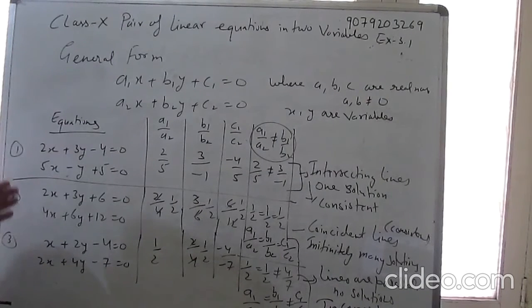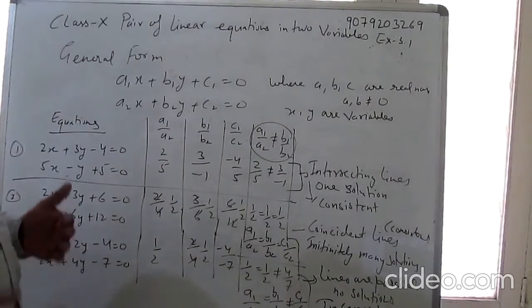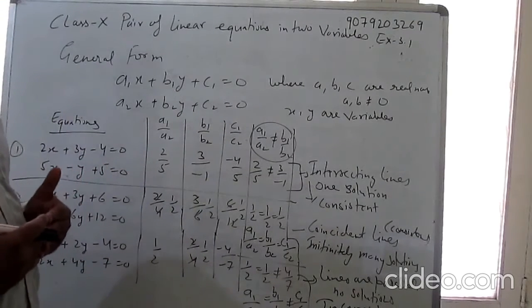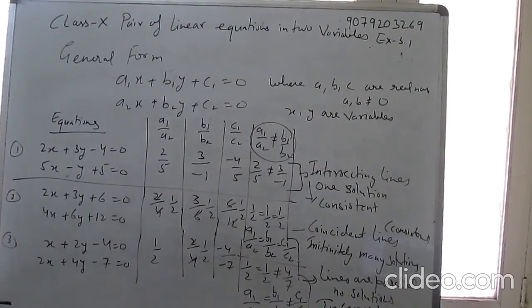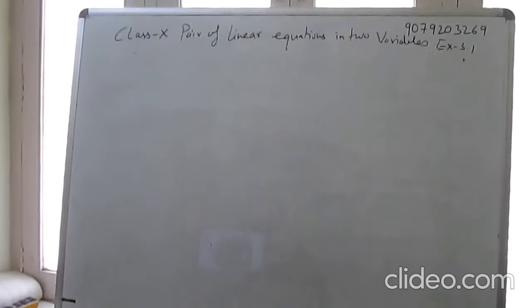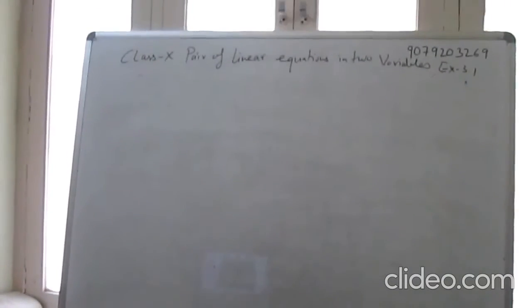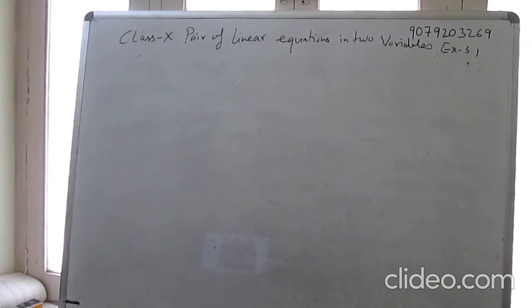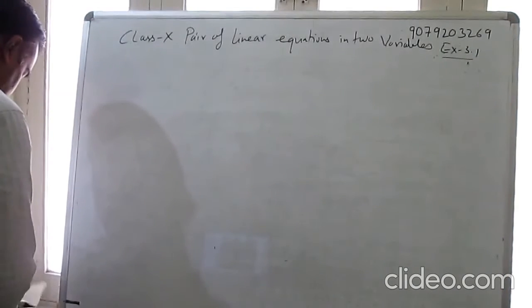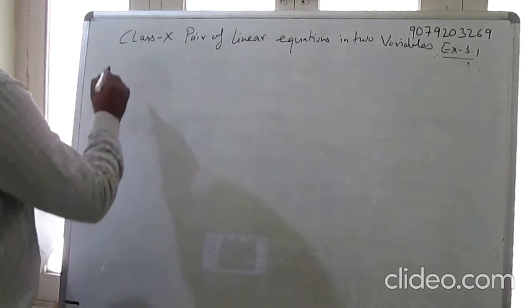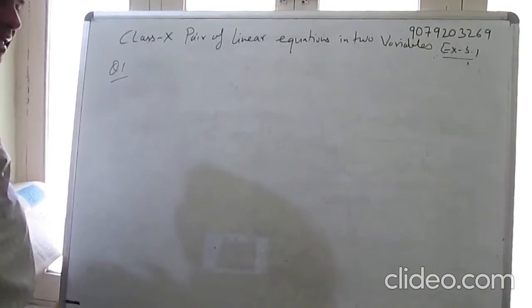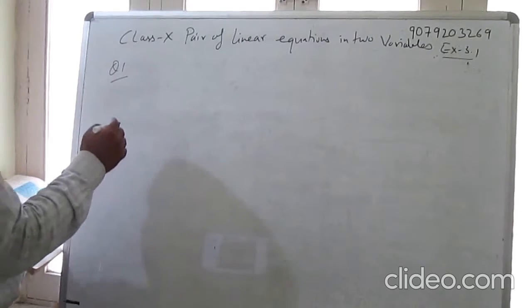Now we will show it graphically in Exercise 3.1. We will start 3.1. Question first, 3.1. Aftab tells his daughter, 7 years ago.